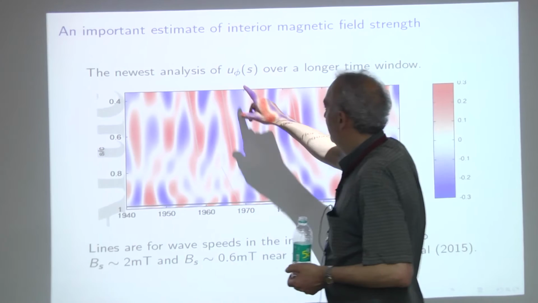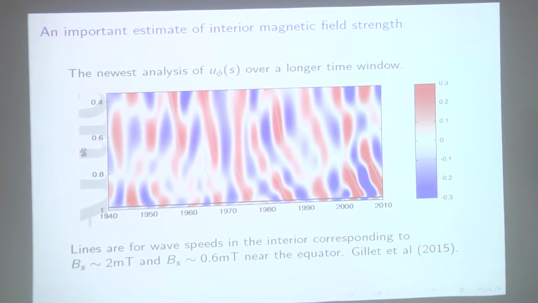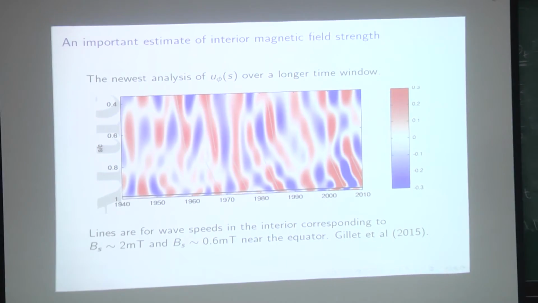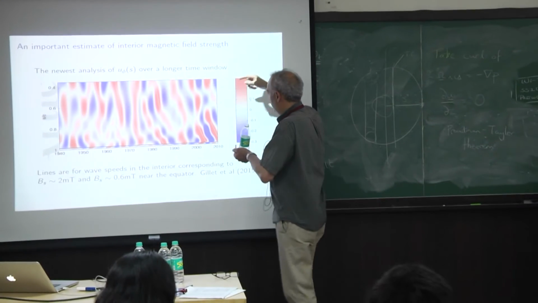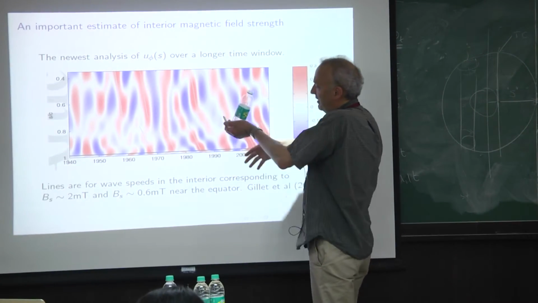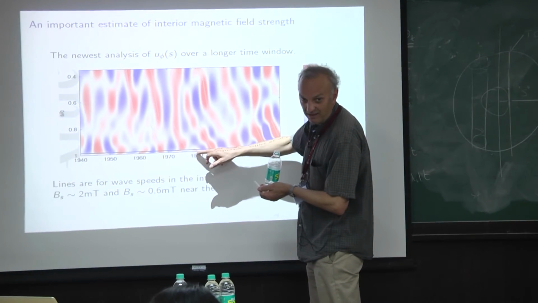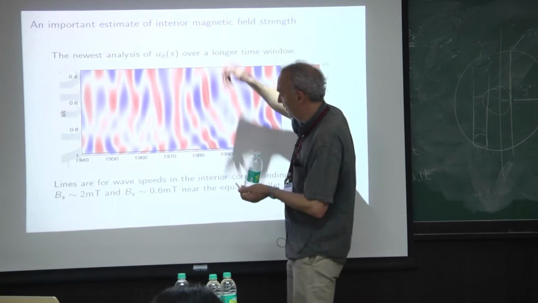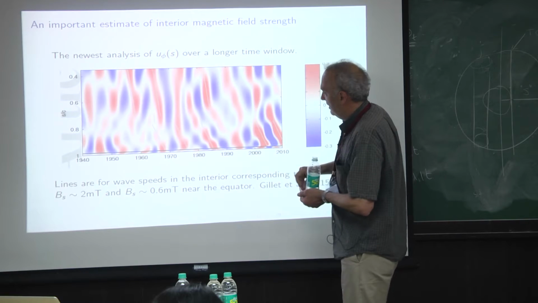So this is the new analysis over a longer time period, from 1940 to 2010. Well, there are several things. First of all, the colors have changed, but that's not too important. The diagram has been flipped so that this is now the equator. The equator on the previous one was at the top, so the waves are now traveling in this direction.